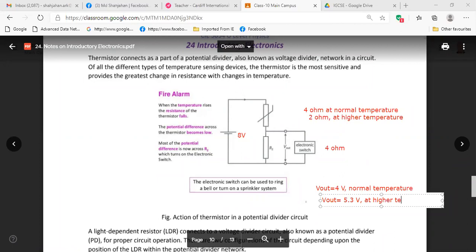Yes, sir. Okay, you see, the example is making us more confident. Now, the potential divider rule we learned, we applied it for the thermistor.